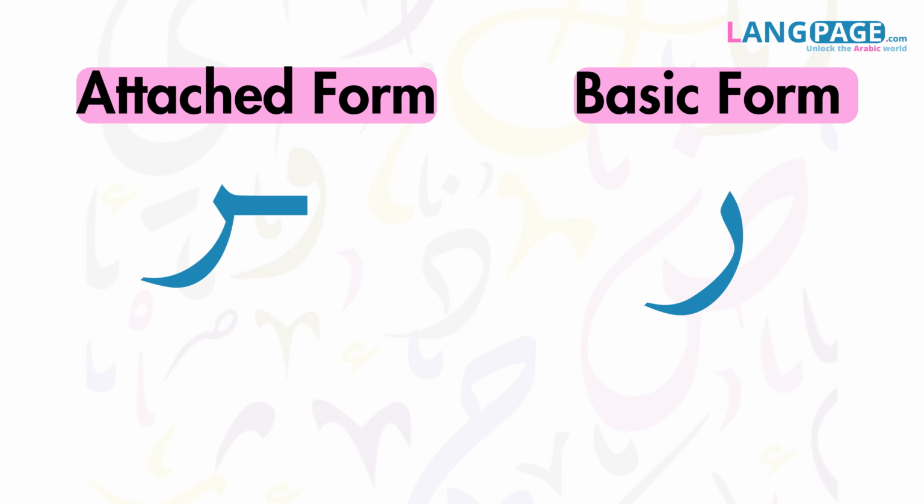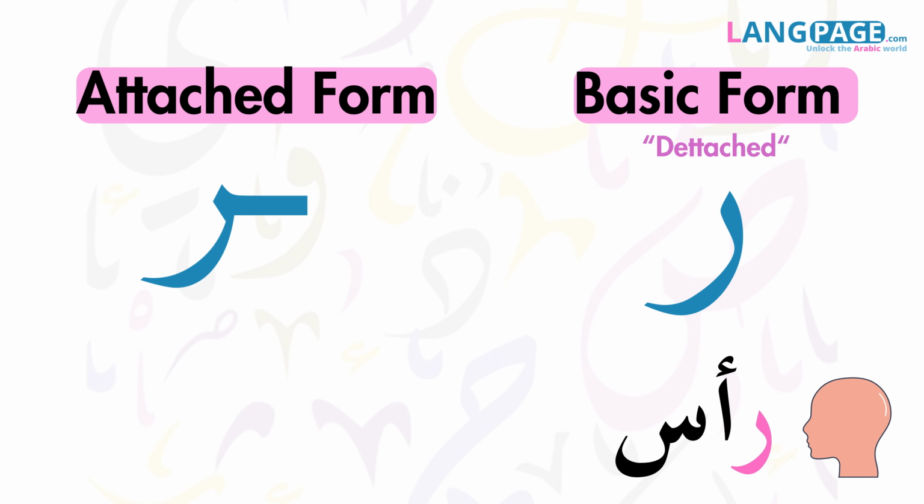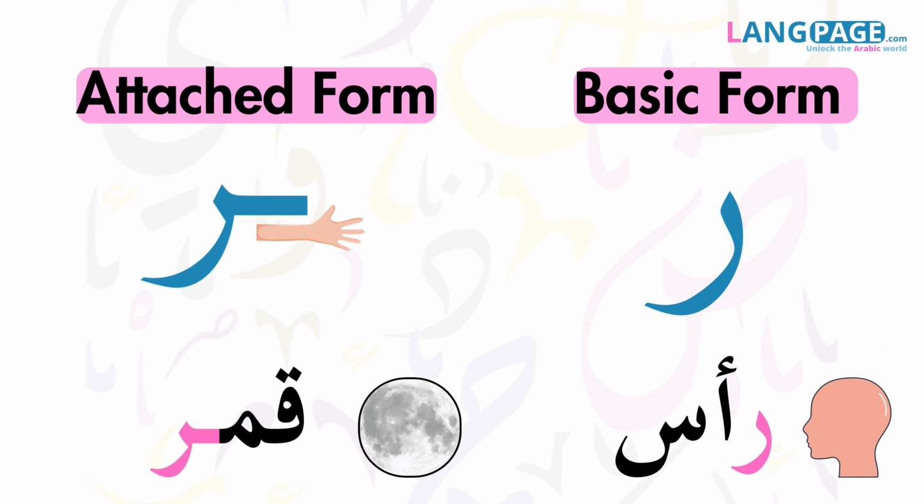Let's move to the forms of letter Ra. First I have the basic form, which we call the detached form. This one is not connected to any letters from previous or after it, like in the word ra's, which means a head. Also, I have the attached form, which has one hand from the right in order to be connected to the previous letter, like in the word qamar, which means a moon.